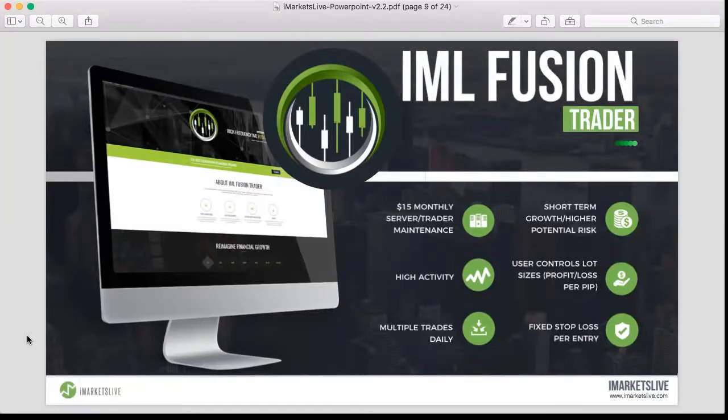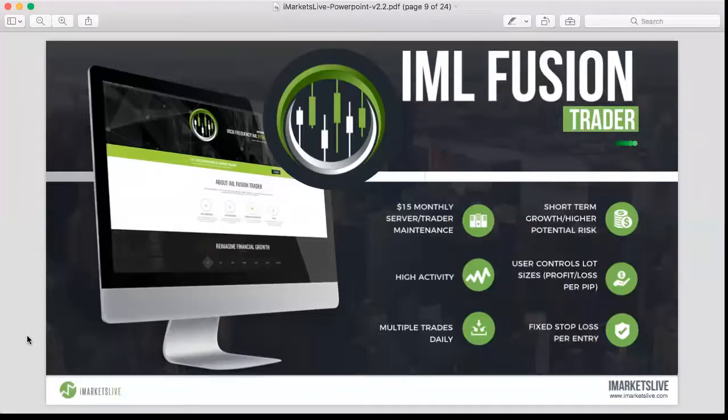You have multiple trades open daily. You're typically going to be seeing these guys in and out, in and out, every day, okay? You have short-term growth. So not just long-term, but now you've got short-term growth. You've got higher potential, higher profit. Are they going to lose? Of course they're going to lose. No one ever wins 100% of the time.